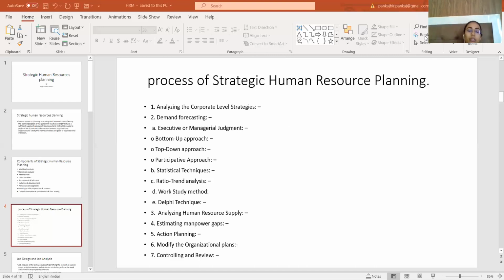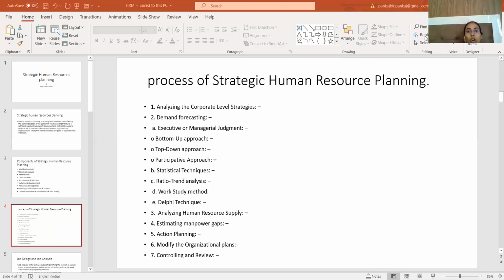the third step of the process of human resource planning, which is analyzing the human resource supply. So if we keep a tab on the human resource requirement, now we need to go to the other side of the market, which is the supply side of human resource. Every organization has two sources of supply of human resource. First is internal sources and second is external sources. Internally, human resource can be obtained for certain posts through promotions and transfers.